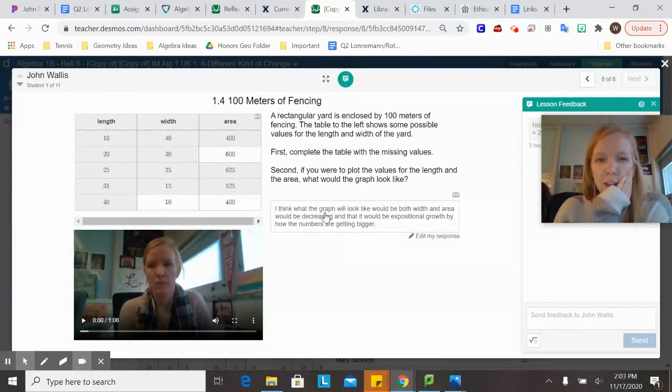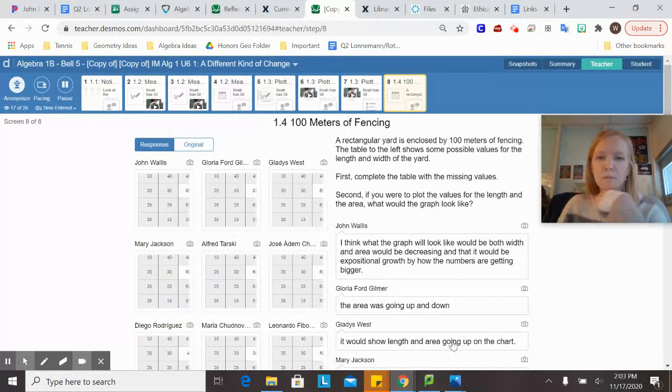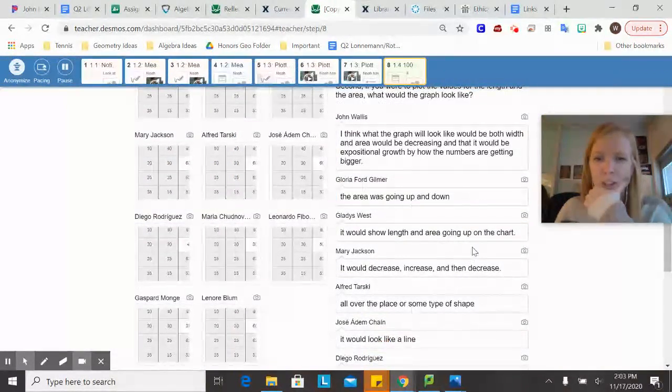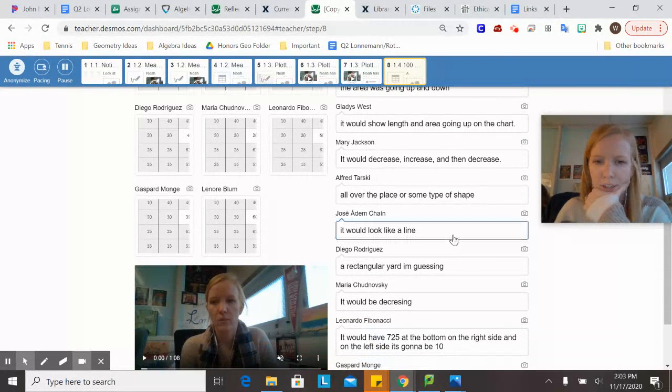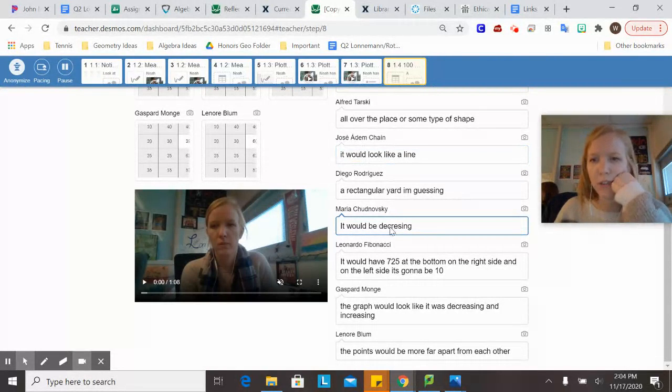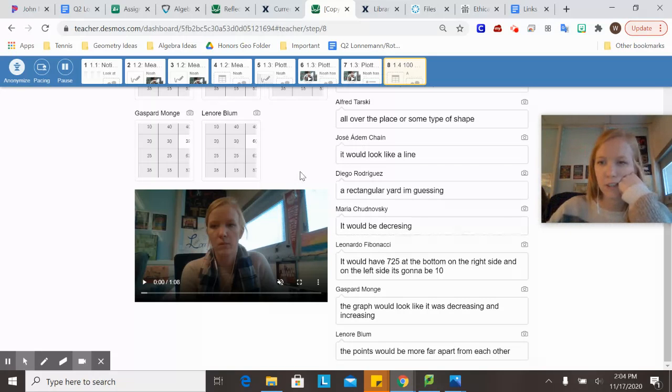Okay, and then what do you think the graph would look like? They said the area would be decreasing and be exponential growth. It's not quite exponential growth, because the area increases, and then once it hits 625, it starts to decrease again. Where they said the area was going up and down, that's good. Essentially, it's not going to look like a line. It's going to look like the hill that we saw on the previous slide, where it increases and then decreases.